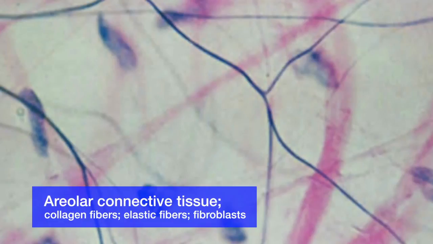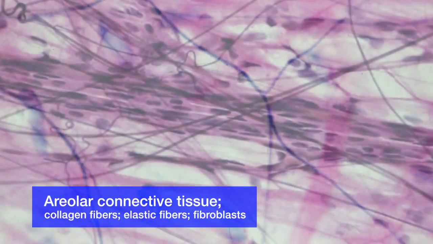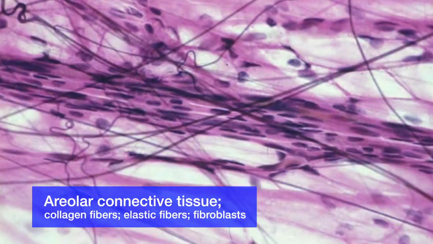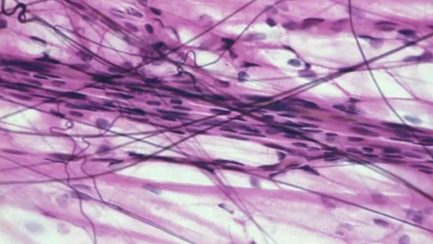The next slide is also areolar connective tissue, and I hope you can identify the three components of this kind of tissue: collagen fibers in pink bundles, elastic fibers, sharp and darker, and the oval-shaped fibroblasts. The next one, areolar connective tissue, again: collagen fibers, elastic fibers, and fibroblasts.